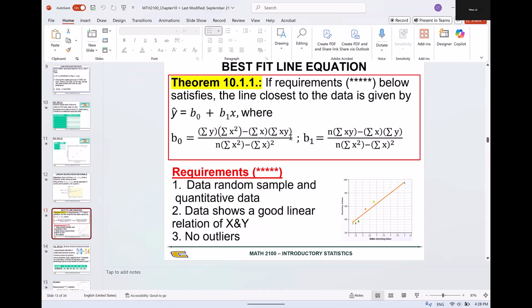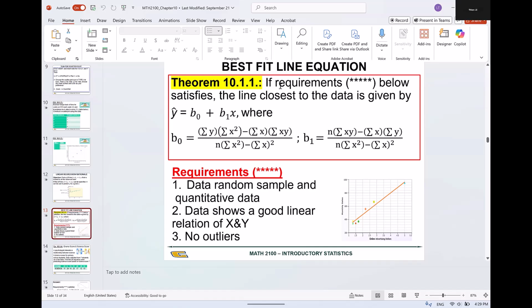So basically, statisticians show us that if you specify b0 and b1 in such a way, where b0 equals the summation of y times the summation of x squared, subtract the summation of x times the summation of xy, and then divide by this denominator, and you specify b1 in such a way, then this line will be the line closest to all the observed data, okay.